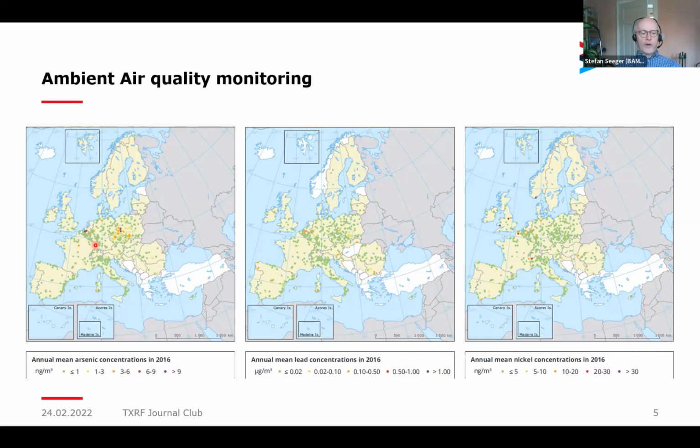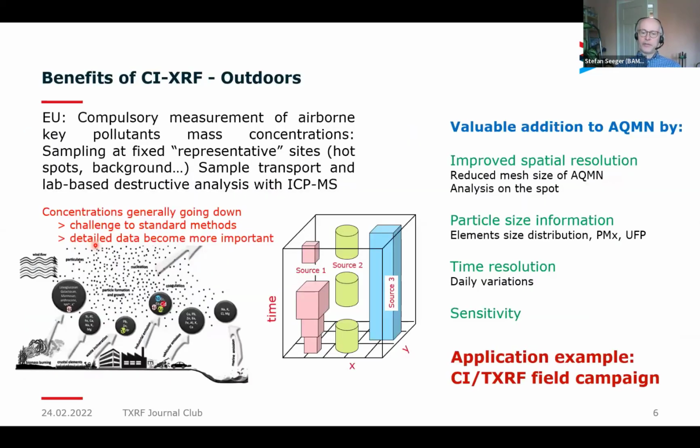That is another reason why mobile TXRF in combination with cascade impactor sampling may play a big role in enhancing these air quality monitoring networks, providing tools for a better ability to follow concentrations on a time scale, following the behavior of different sources as indicated here: intermittent sources which may vary in rates, or sources which have a constant but small contribution to the air pollution situation. And this can be achieved by the technique of TXRF.